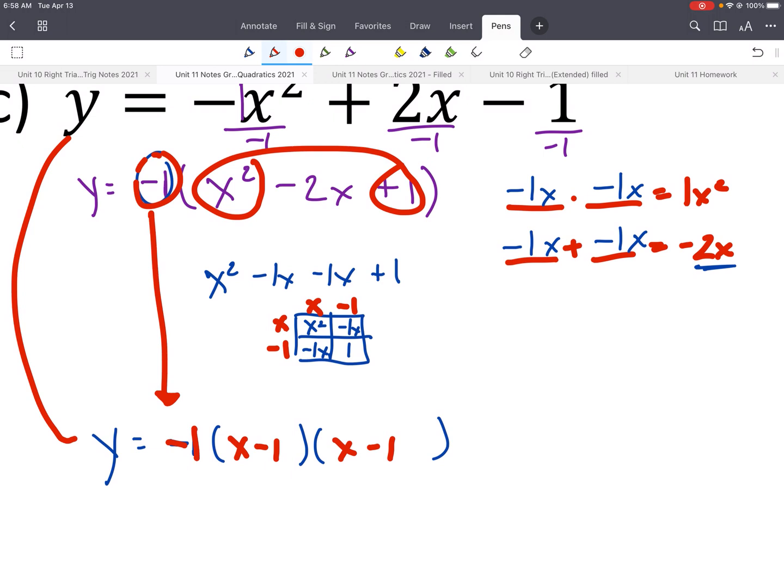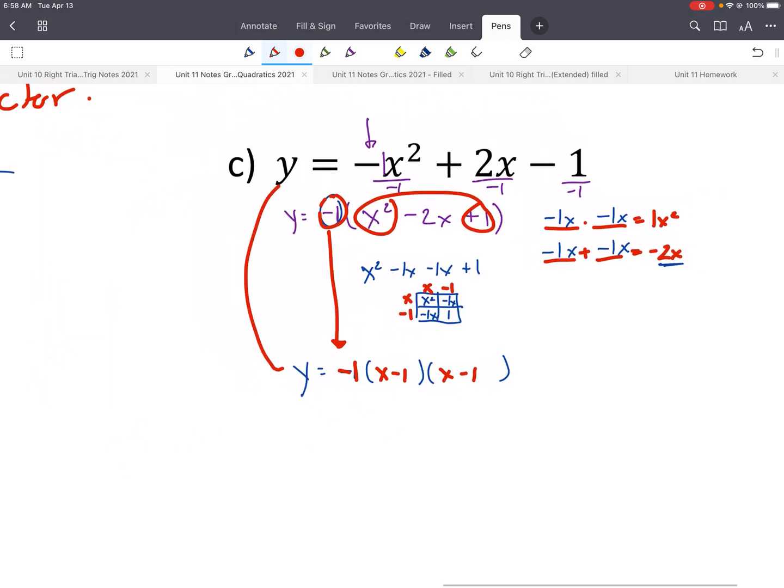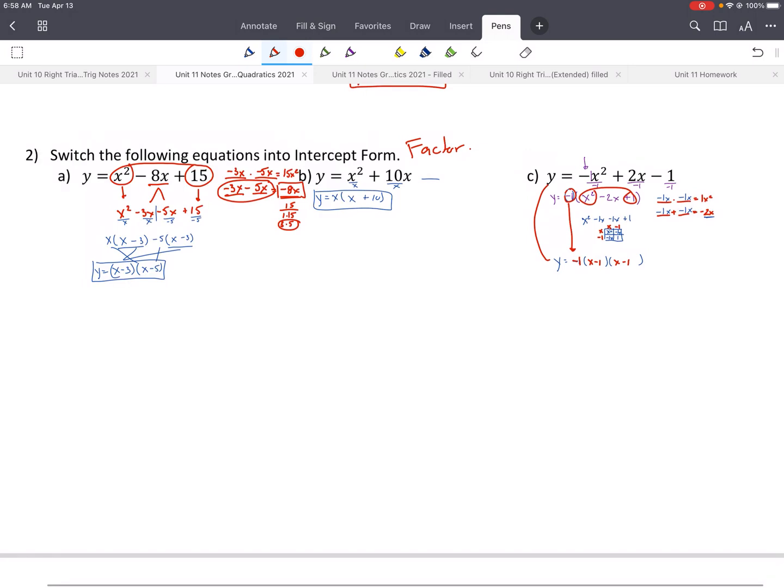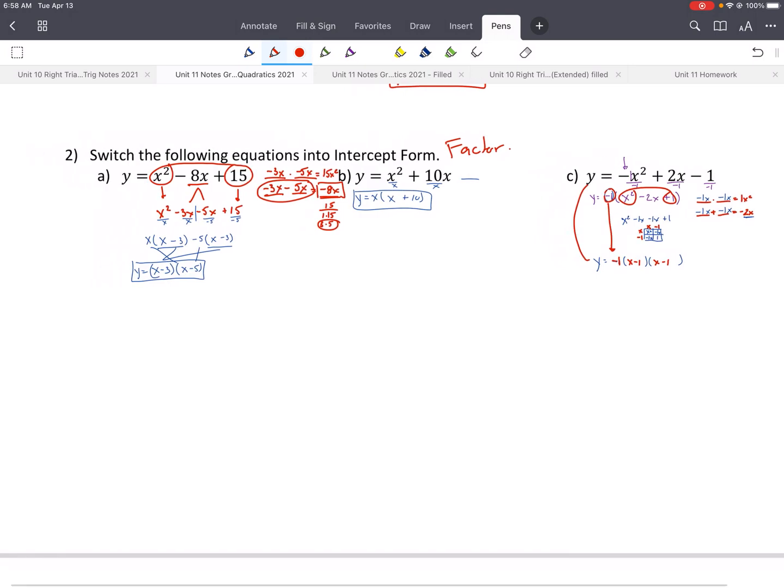Mind those signs. I feel like it's probably one of the most common mistakes, just these little sign errors. So be careful with those. All right, well, if you have any questions, let me know. If you need more examples of factoring, you can go back to our factoring unit.